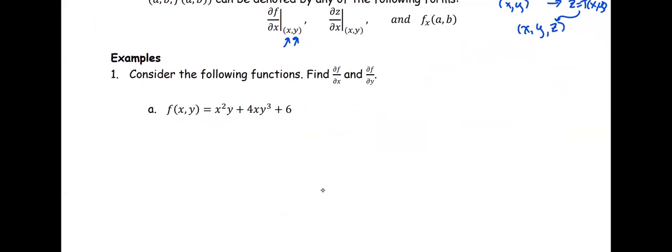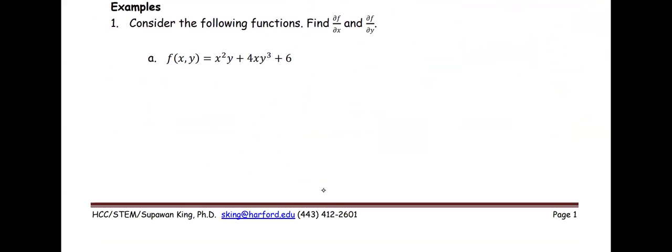Let's take a look at the example. For number one, consider the function and find the partial derivative with respect to x and the partial derivative with respect to y. In part A, f of x, y equals x squared times y plus 4 times x times y to the third plus 6.